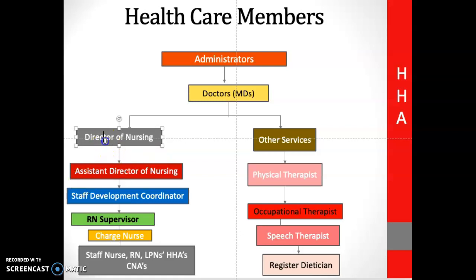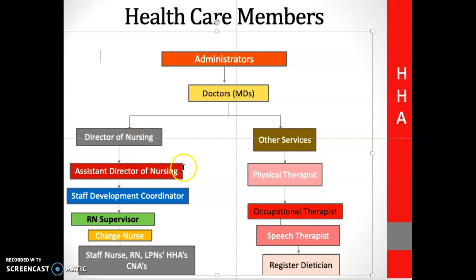Then under the director of nursing, we have the assistant director of nursing. The assistant director of nursing basically helps the director of nursing. She helps to carry out the implementation of some of the daily activities and supervising the nurses. Then under that, we have the staff development coordinator, who can be a nurse educator. She is responsible for staff development, like conducting in-services for the nurses, the CNAs, the licensed practical nurses, and so on and so forth.